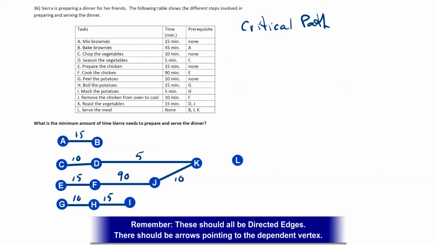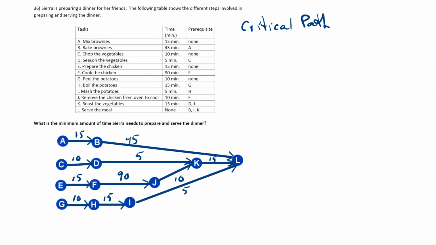The final task is serving the meal. It's dependent on task B, task K, and task I all being completed. Task I is a 5-minute task, task K is 15, and task B is 45 minutes.